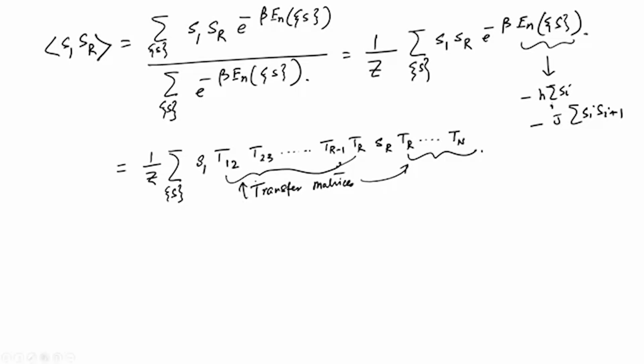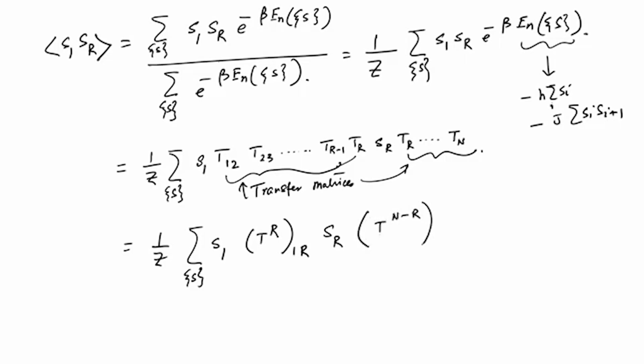All right. Then we can easily simplify this, because these are multiplications of 2 by 2 matrices, and they simply become equal to S1, and there are R of them. So, it is T to the power R and the 1R component, and then there is an SR, and then again N minus R of the transfer matrices, and this is the R1 component.